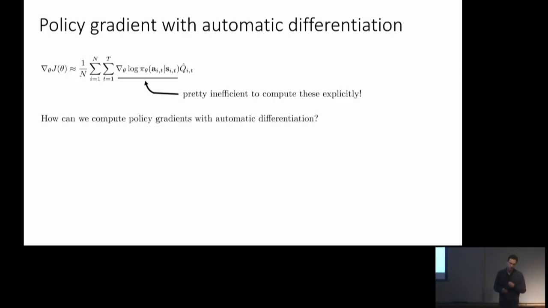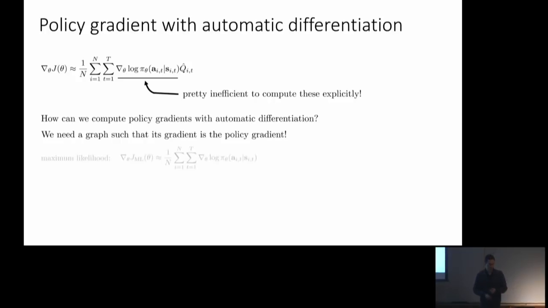So how can we compute policy gradients with automatic differentiation software? Well, we need to construct a graph so that when you compute the gradient of that graph, you get the policy gradient. So for maximum likelihood, this is the maximum likelihood gradient. The way we use automatic differentiation software is we implement a graph that computes this quantity, and then we ask the software to compute its gradient. For example, the cross-entropy loss in TensorFlow is actually the log probability for a categorical distribution.